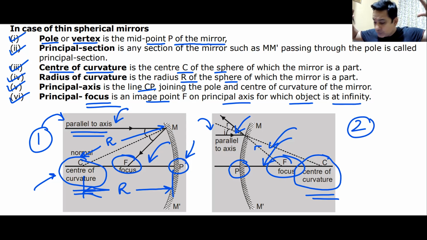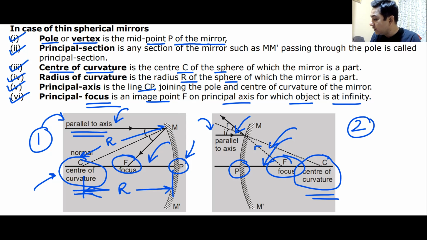Yes or no? Yes, sir. You will have to draw both of these diagrams and mark everything. You may not write the definition, but you will mark all those points. C is the center of curvature, P is the pole, F is the focus. You have to draw.